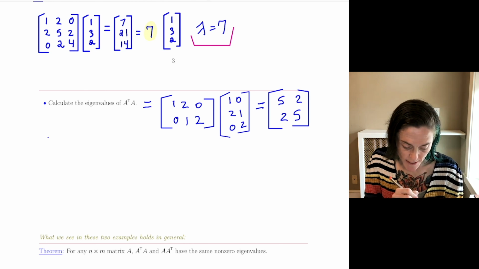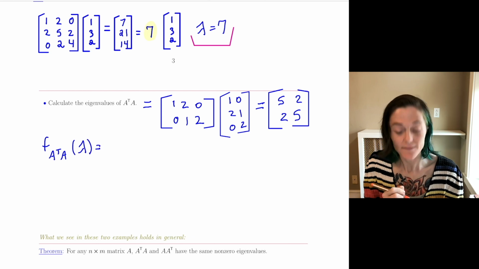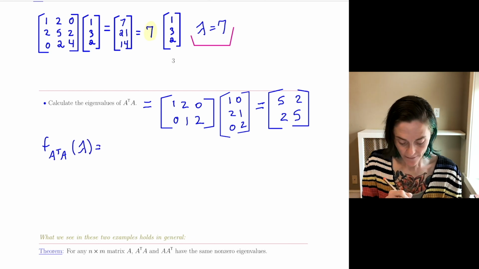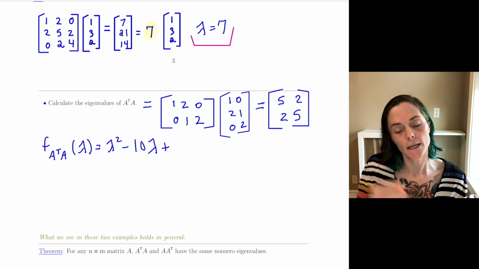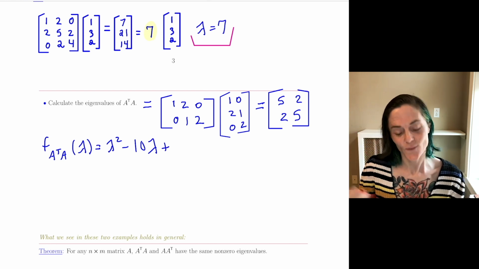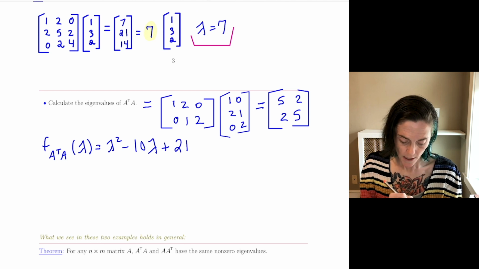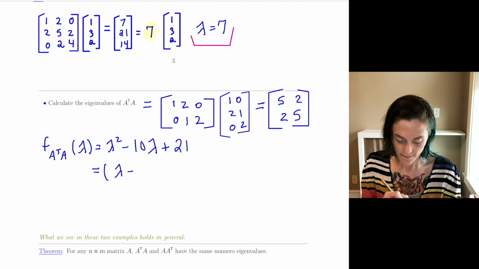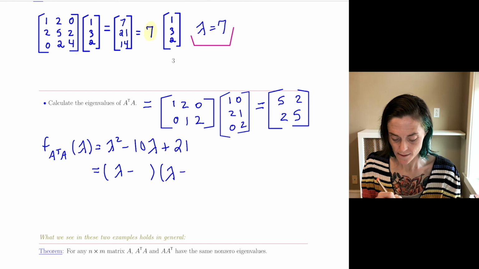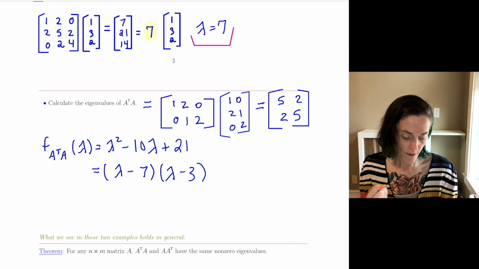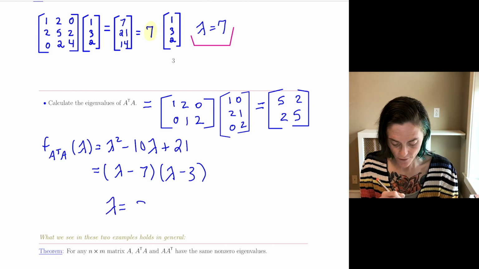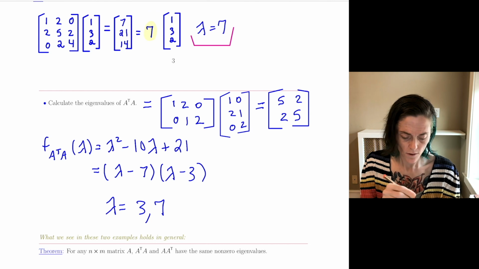Let's write down the characteristic polynomial f sub A transpose A of lambda. 2 by 2 matrix. We have lambda squared minus the trace, which is 10, lambda, and then plus the determinant. Here we have 25 minus 4, which is 21. And you can see this factors. We have 2 lambda minuses. It will be 7 and 3. Okay, so the eigenvalues, we have 3 and 7.